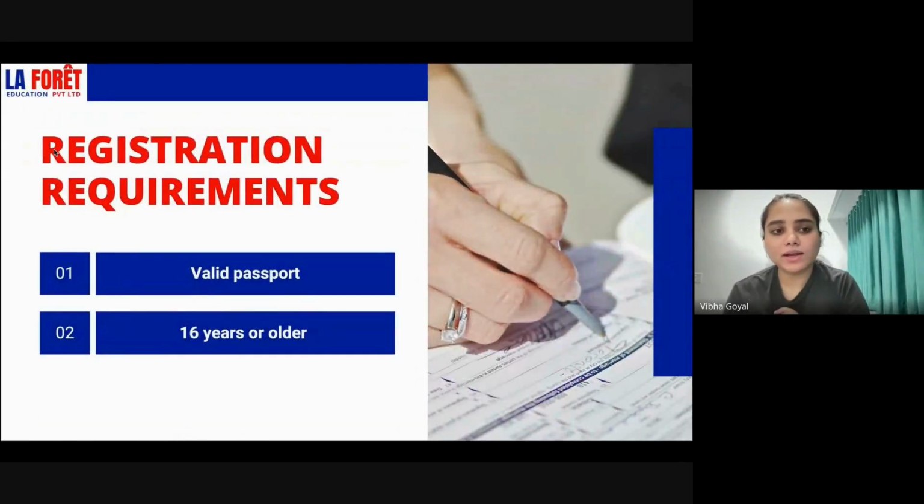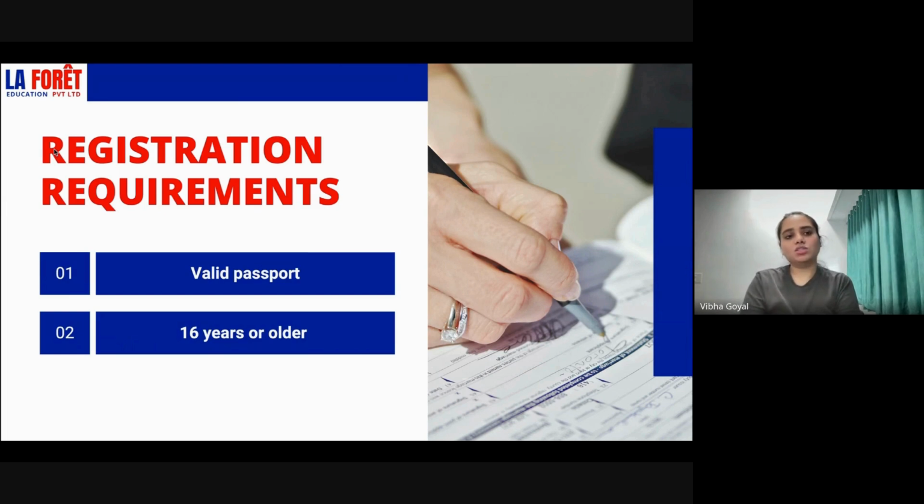So we are looking at the registration requirements now. There are no restrictions for anyone, but just two things: you should have a valid passport and you should be 16 years or older. And if you are reappearing in the exam, the cool down period is 30 days, a month.